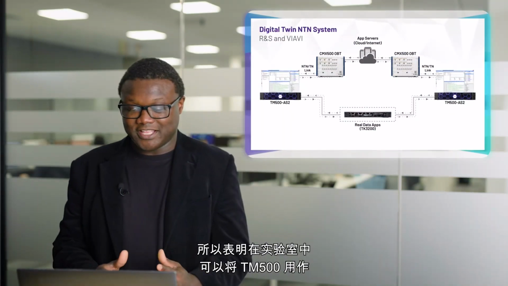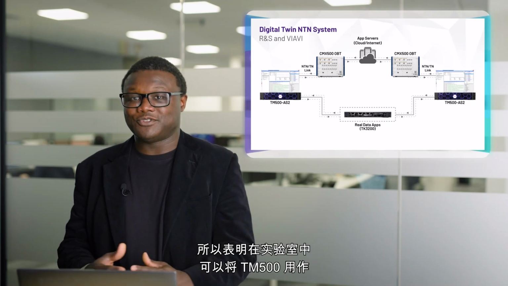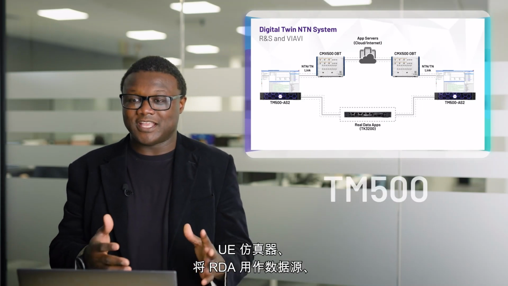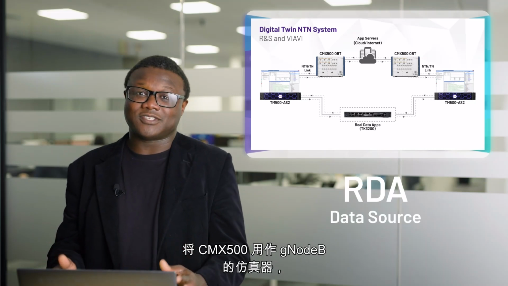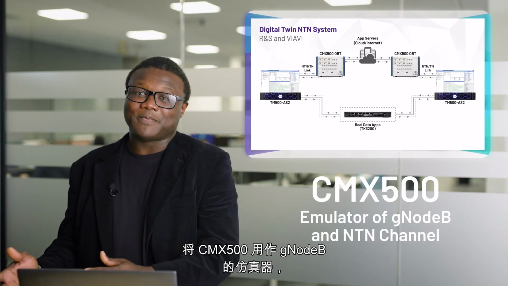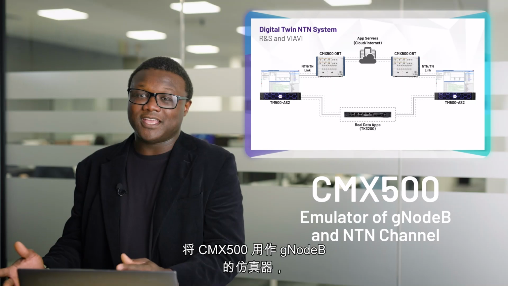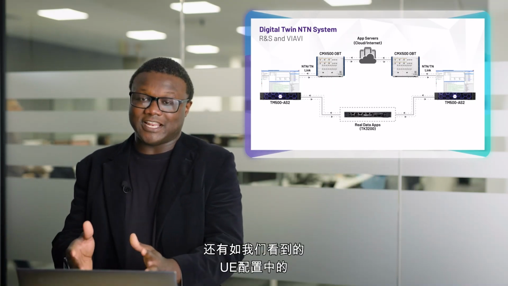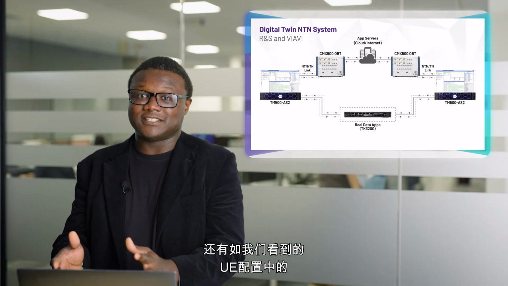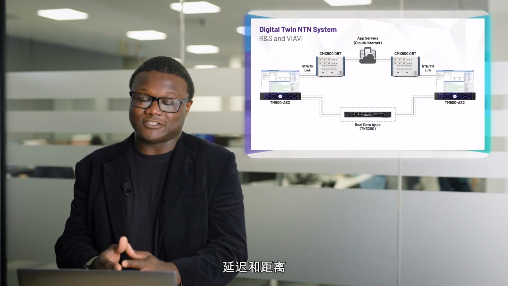So this shows that you can connect in the lab to an NTN system using the TN500 as a UE emulator, the RDA as a data source, and the CMX 500 as an emulated gNodeB, as well as emulating the NTN channel. And as we saw, the delays and the distances that the UE observed from that setup.